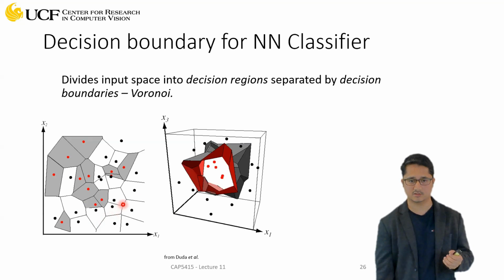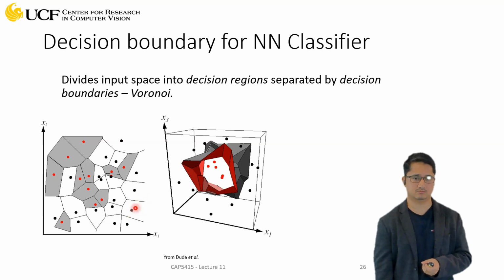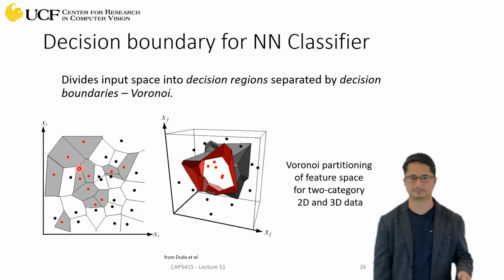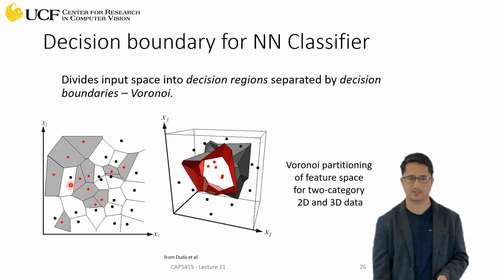Now you can take any testing sample and, depending upon which region it lies in, tell its category. For example, if it's in this block here, you know it's a black dot. If it's in the gray region, you know it's a red dot. This is just 2D, and this is in 3D space. Of course, you can extend a similar kind of partitioning to n-dimensional space as well.